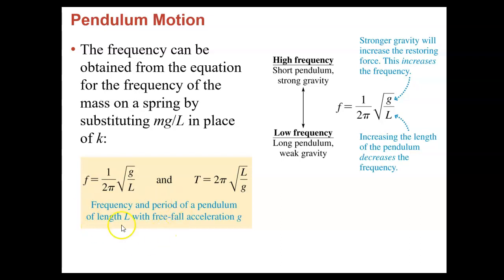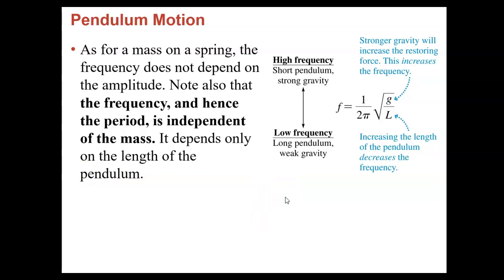The only thing that changes are these two items here. It's L over g for pendulums. It's mass divided by spring constant for springs. As with a mass on a spring, the frequency of a pendulum doesn't depend on the amplitude, and it's independent of mass. It all depends on the length and the gravitational field you're in, which gives the acceleration of gravity.